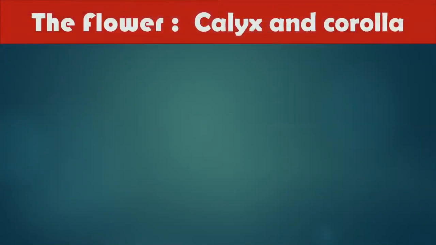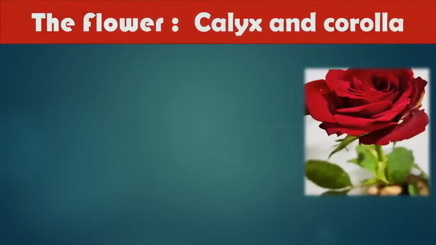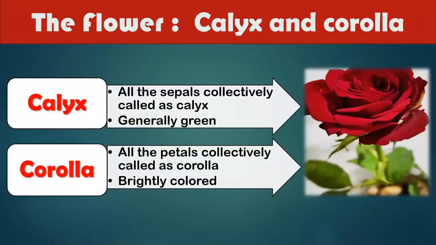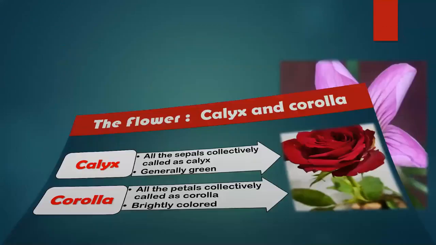Now let's move towards non-essential parts, that is calyx and the corolla. Calyx, it is the outermost part which consists of units called sepals. Sepals are generally green in color. They protect the flower in the bud stage. Now the second one is corolla, which is the attractive part. It consists of units called petals. They are brightly colored and they attract insects for pollination.